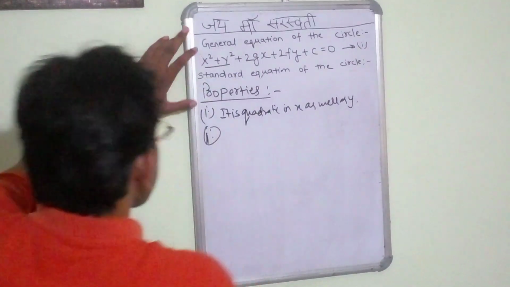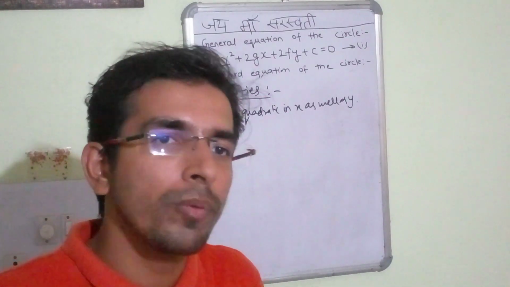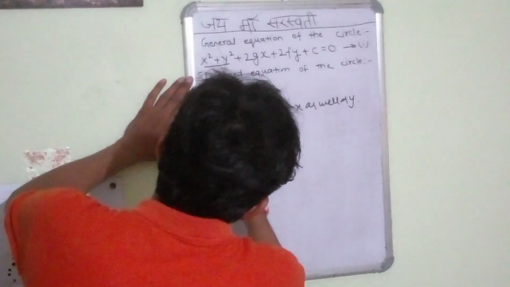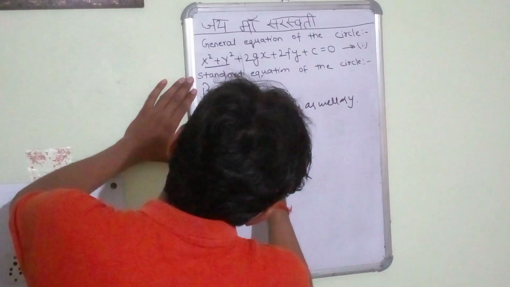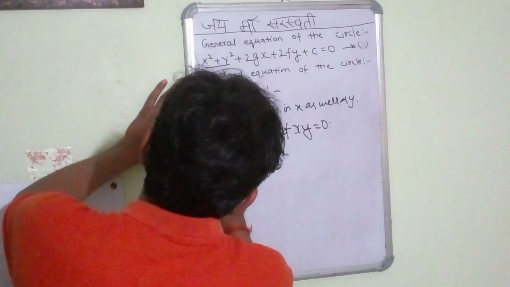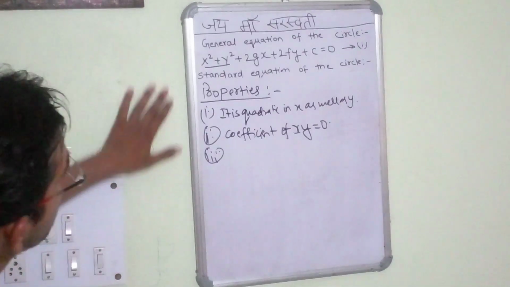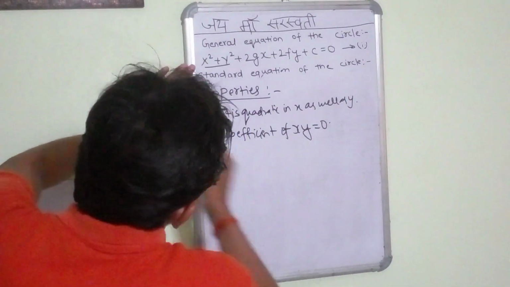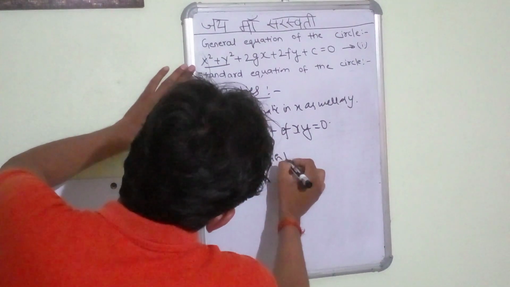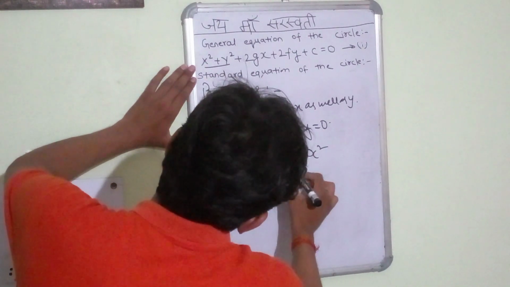The second property is that in this case the coefficient of xy, the product of x and y, is 0. xy is not present in this equation, so we write here that the coefficient of xy is equal to 0. The third point denotes that the coefficient of x square is equal to the coefficient of y square.